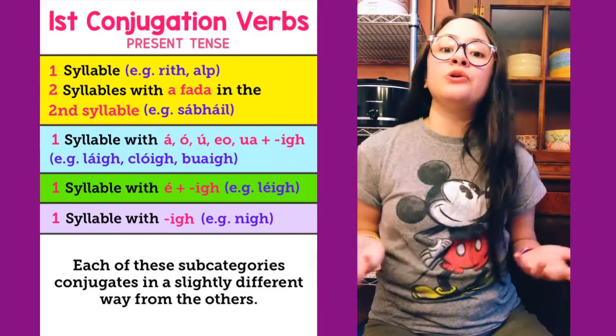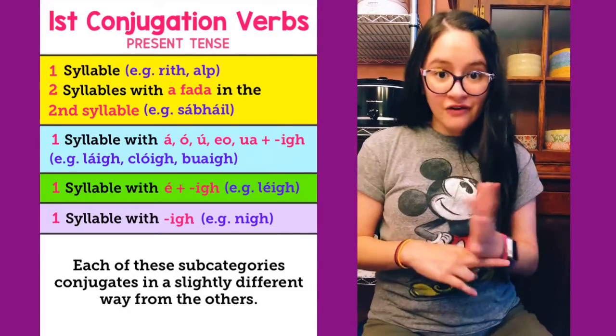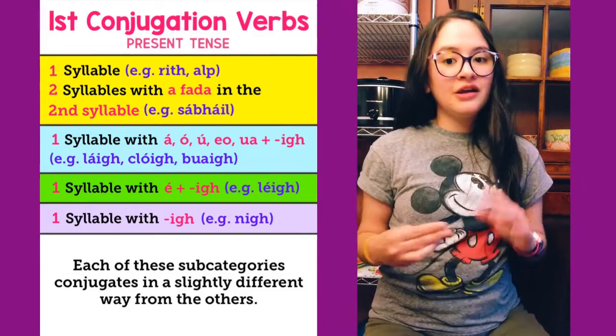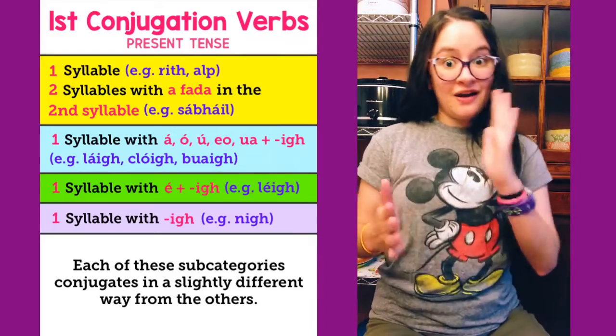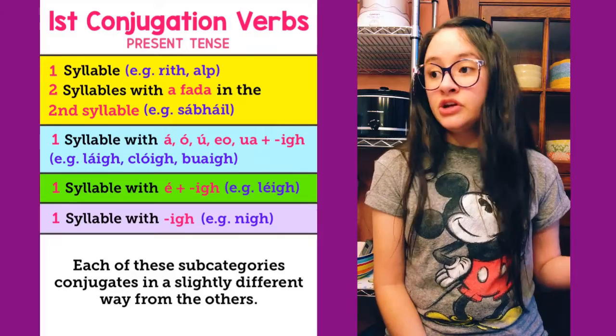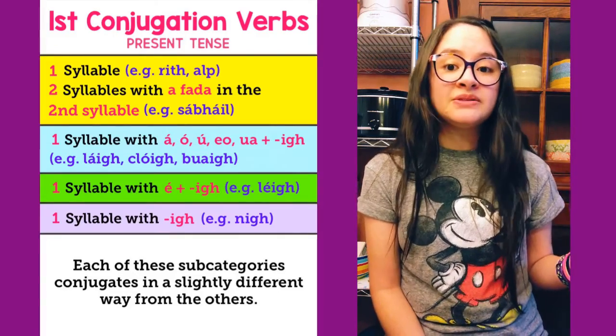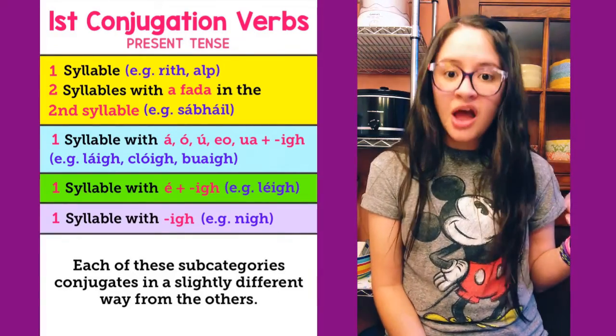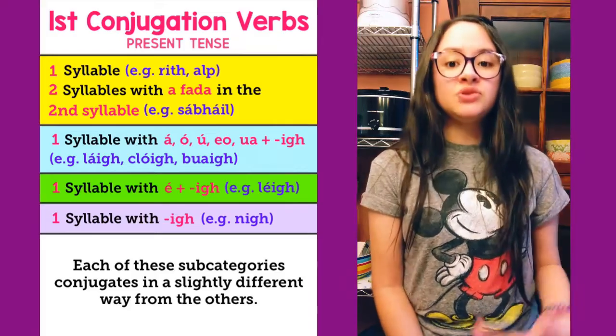Next we have the subgroup of words that end with a fada, o fada, u fada, eo, or ua plus igh. For example, lay, which means to don, cloy, which means to tame, and buoy, which means to win.